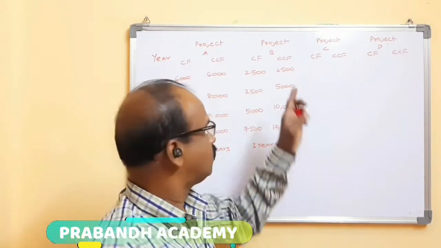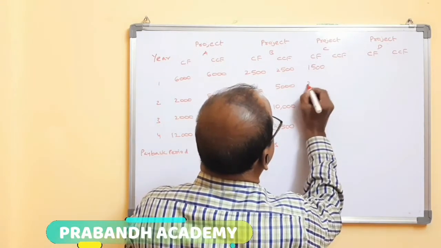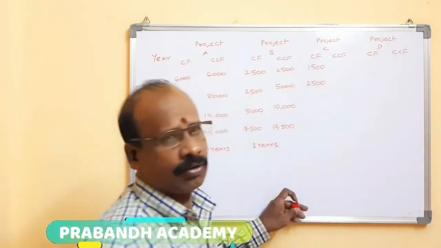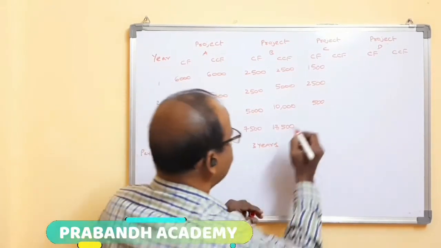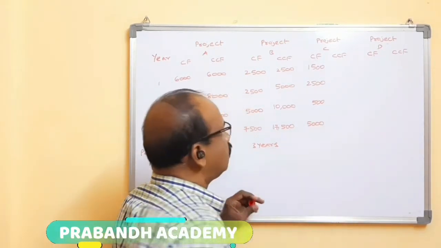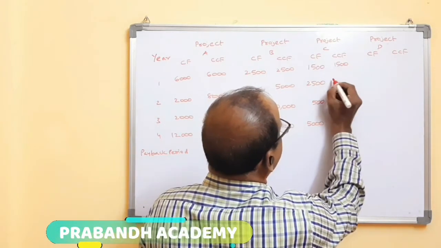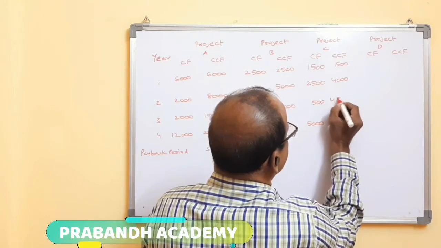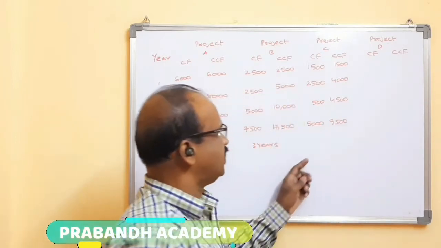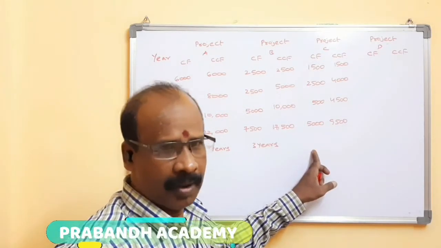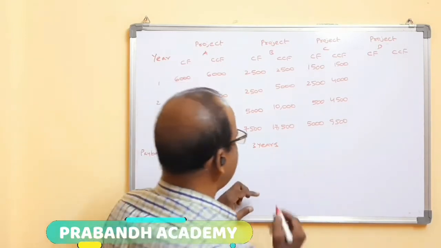Now project C. Cash flows are 1,500, second year 2,500, third year 500, and fourth year 5,000. Now we calculate cumulative cash flows: first year 1,500, 4,000, 4,500, and 9,500. So in this problem, we have payback period of 1 year 9 months.